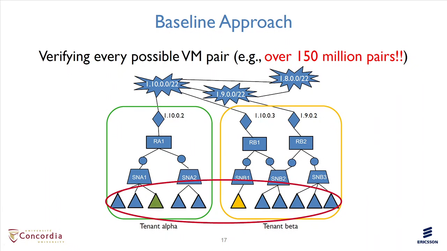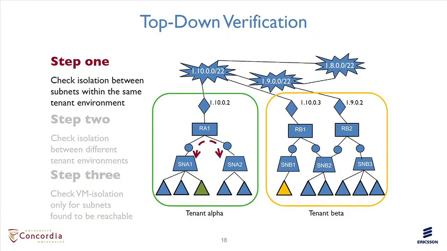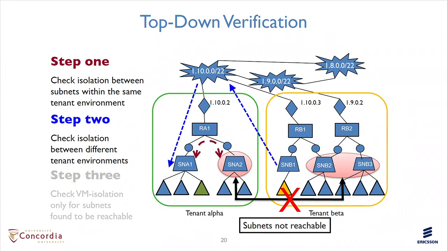So we propose here the top-down verification approach, which contains three major steps. In our first step, we check prefix level isolation between subnets within the same tenant environment. And then in our second step, we check again prefix level isolation, but the subnets belong to different tenants. And from these two steps, we identify the subnets which are not reachable.